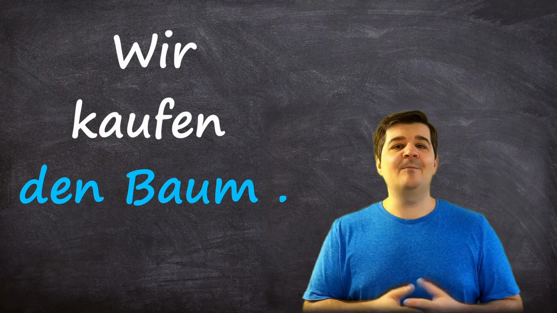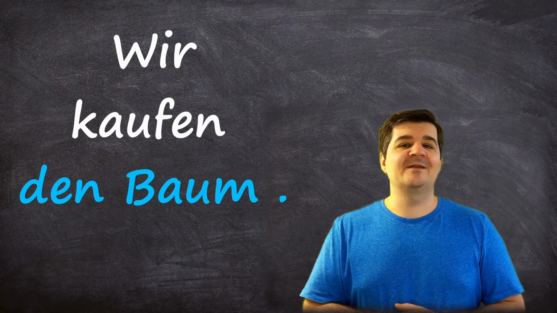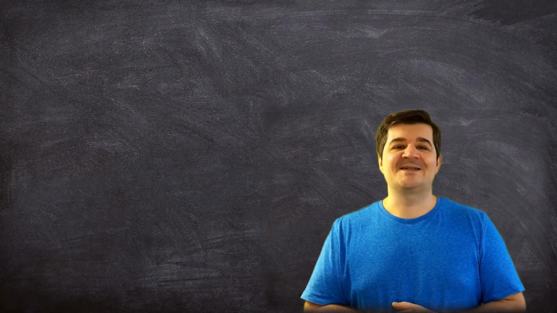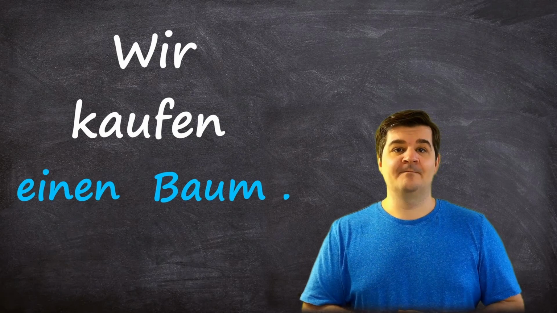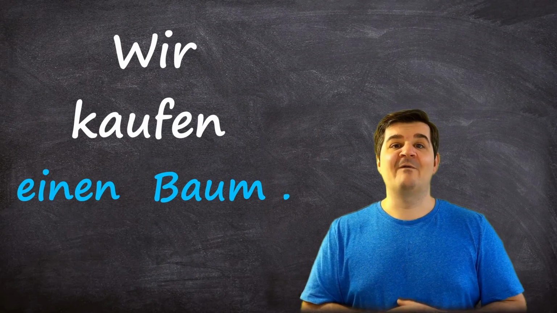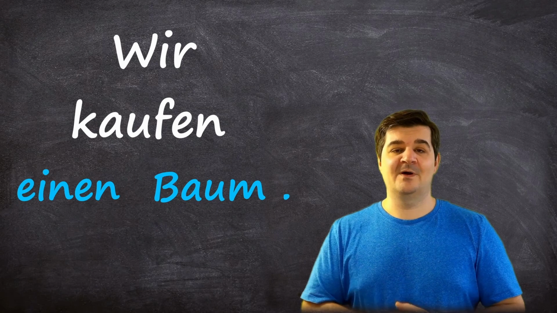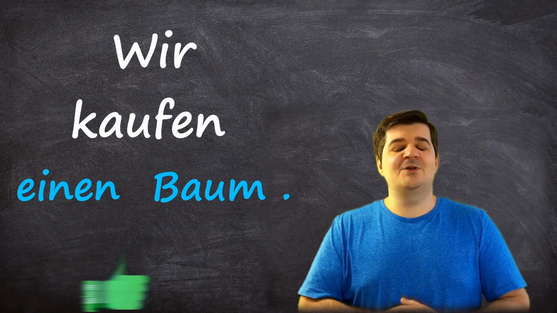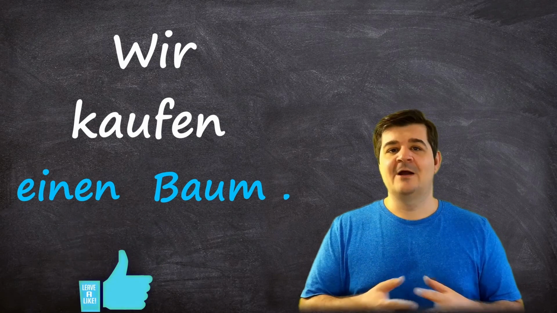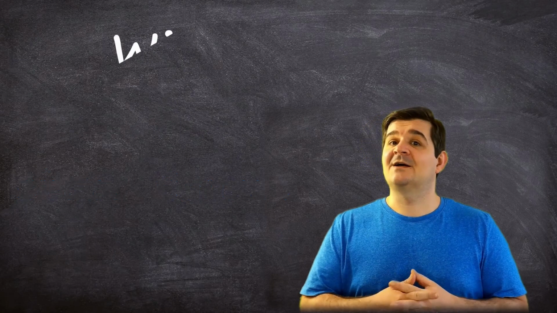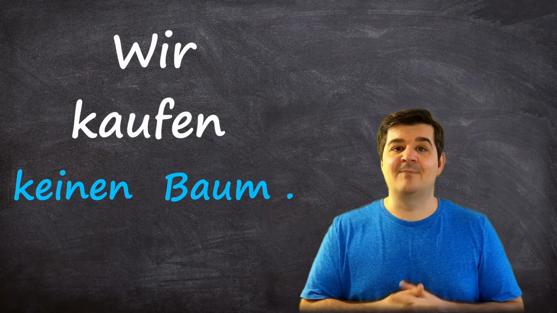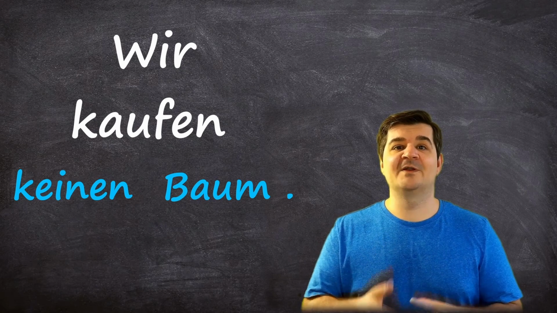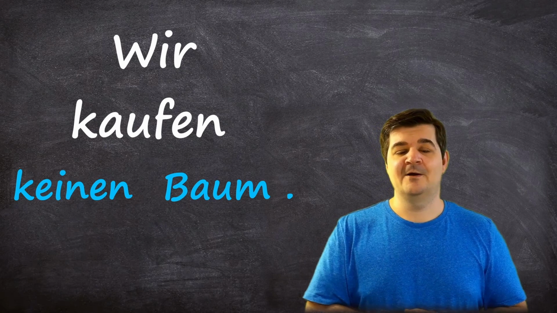If we don't care about which tree exactly, we will of course say, wir kaufen einen Baum. If you want to say we don't buy any tree, we simply say, wir kaufen keinen Baum.